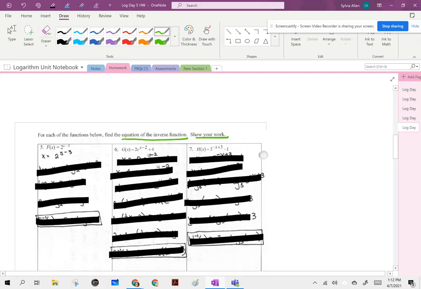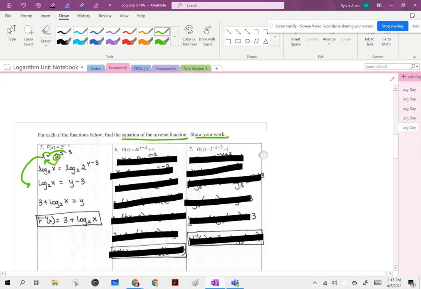Okay, so the first thing we're going to do is switch the x and the y. Now, again, the base is 2, so we can take each side to log base 2, which is what it's doing, or you can go directly from here to here, which is log base 2 of x is equal to y minus 3. Then from here, again, we're solving for y, so we're going to add 3 and then replace y with f inverse. Number 6.